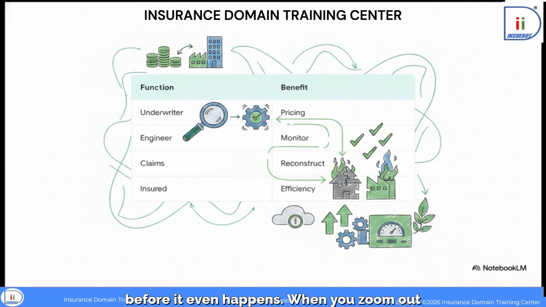When you zoom out and look at the whole ecosystem, shifting from a static view to dynamic intelligence is a total game changer for everyone involved. Underwriters get this crystal clear view of critical dependencies so they can price accurately. Risk engineers can monitor hazards 24/7 and figure out exactly which locations actually need an in-person visit today. Claims teams can use the twin's historical data to accurately reconstruct what happened right before a loss, which completely eliminates the guesswork. And the policyholders get to reduce their equipment failures and keep their operations running smoothly. It's literally a win-win across the board.